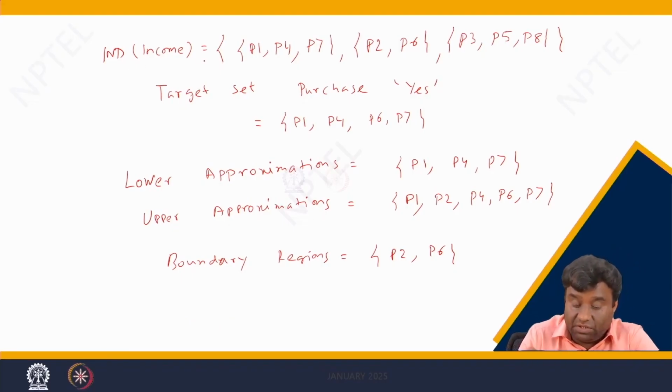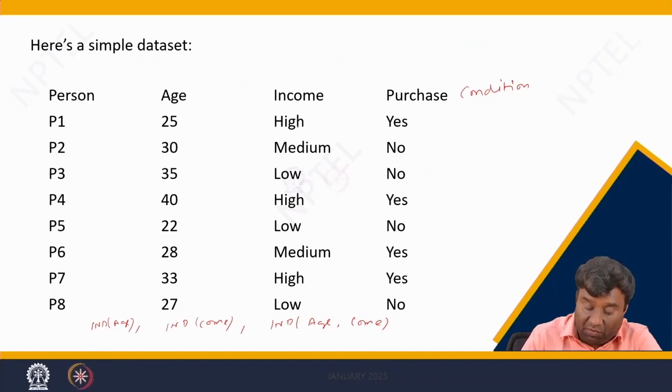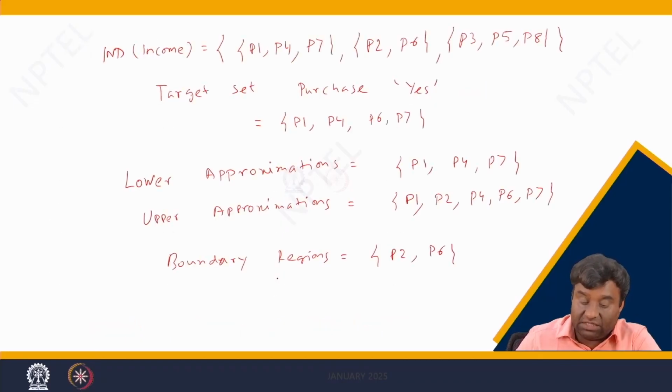Indiscernibility of income. So income high is P1, P4, P7. If you want to check it, high is for P1, P4 and P7. Medium is P2, P6. Low is P3, P5, P8. So that is the indiscernibility of the income. The target set for purchase is yes.